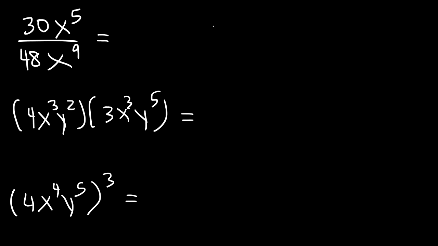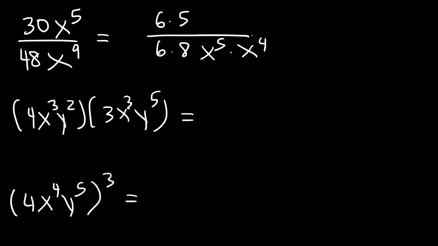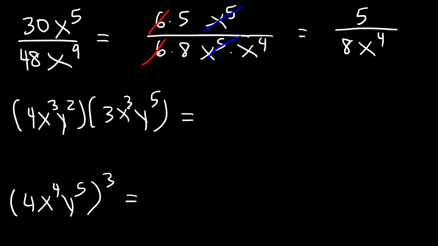So in the first example, I'm going to break down 30 into 6 times 5, and 48 is 6 times 8. X to the 9th, I'm going to write it as x to the 5th times x to the 4th, because 5 plus 4 is 9. And now I'm going to cancel. So I can cancel a 6 and x to the 5th. So the final answer is 5 over 8 x to the 4th power.